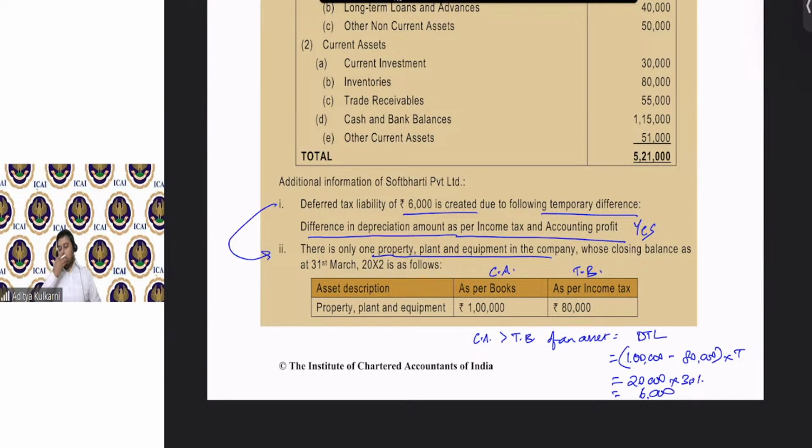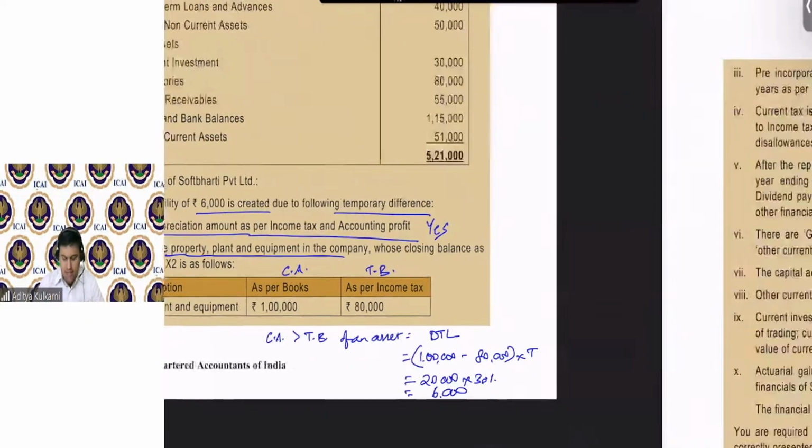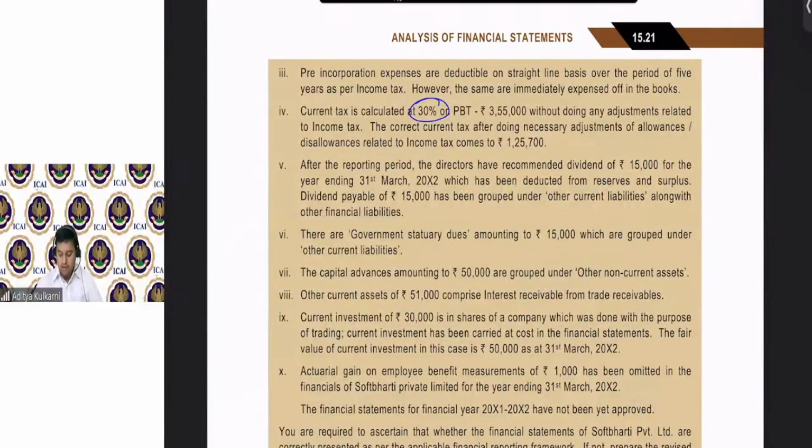All right. Fine. So let us proceed further. So 1 and 2, baat theek hai. There is no adjustment required. They have filhal given correct adjustment. So there is no comment that I am passing. Okay. Pre-incorporation expenses are deductible on straight line basis over the period of 5 years as per Income Tax Act. However, the same are immediately expensed off in the books.